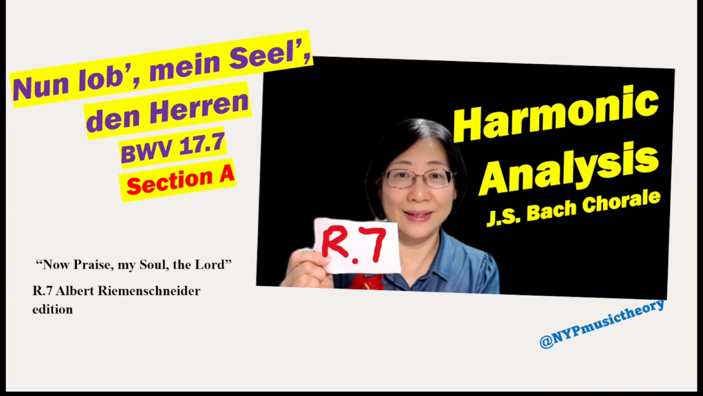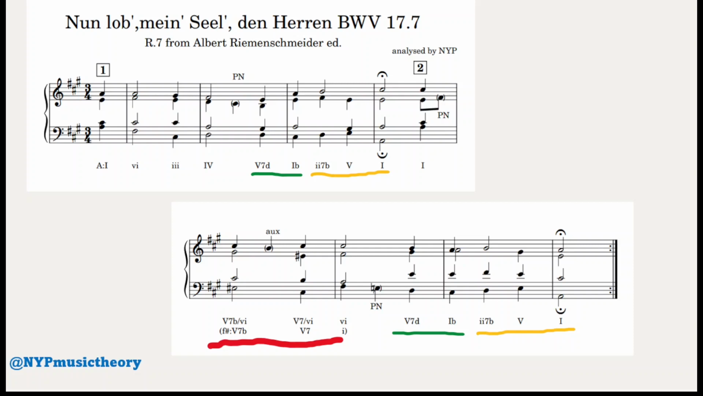Today our harmonic analysis is Bach Chorale R.7 from the Albert Riemenschneider edition. Nun lob mein Seel den Herren. Now praise my soul, the Lord. Let's get started. We will focus on section A today. It has 8 bars and 2 phrases.